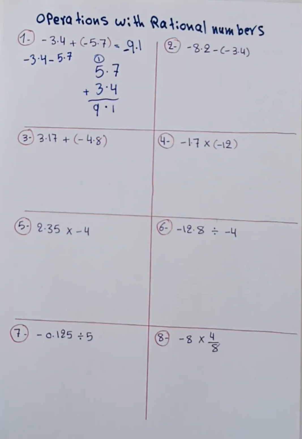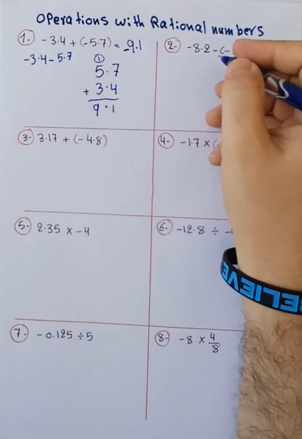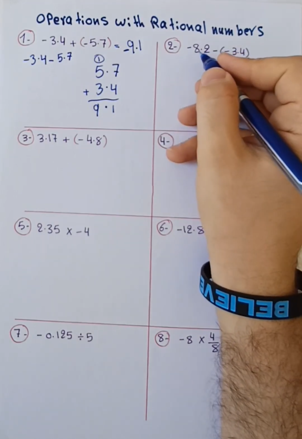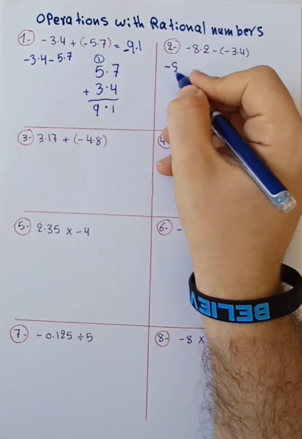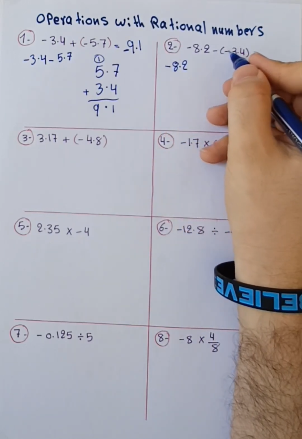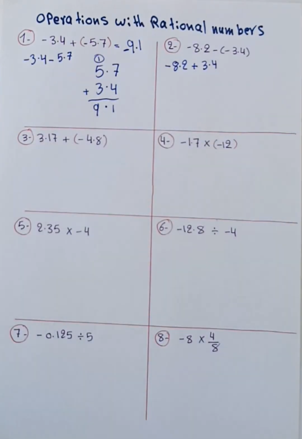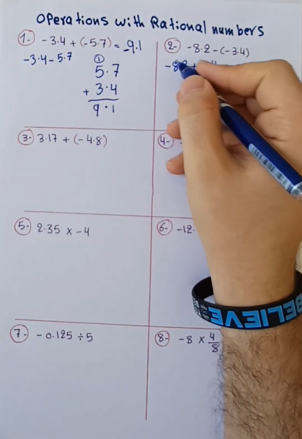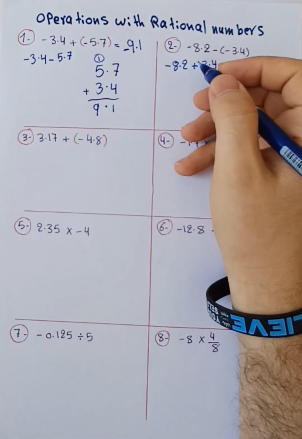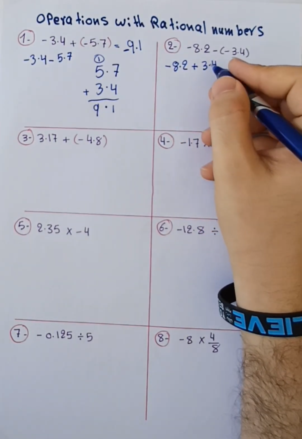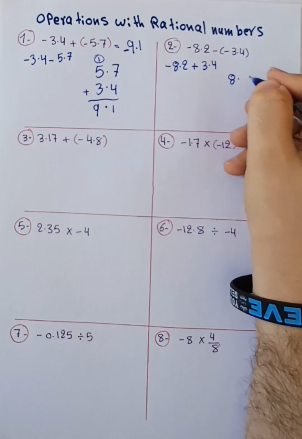Example number 2, we have subtraction. But first we have to multiply these two signs to become one sign. First we have negative 8.2, minus times minus is plus 3.4. After that, we have to multiply these two signs to know which operation we have to do. Minus times plus is minus, so we have to subtract these two numbers, 8.2 and 3.4.